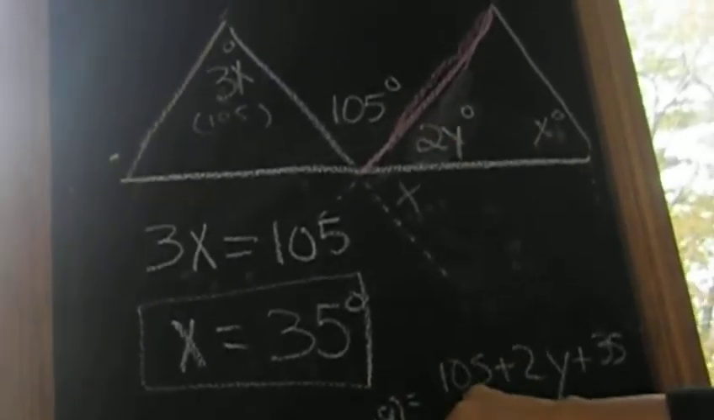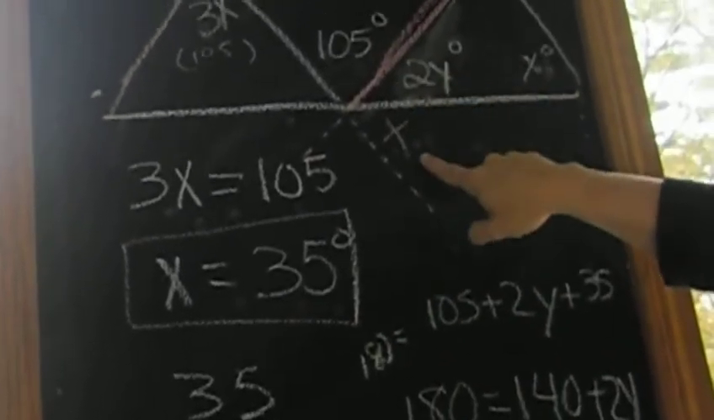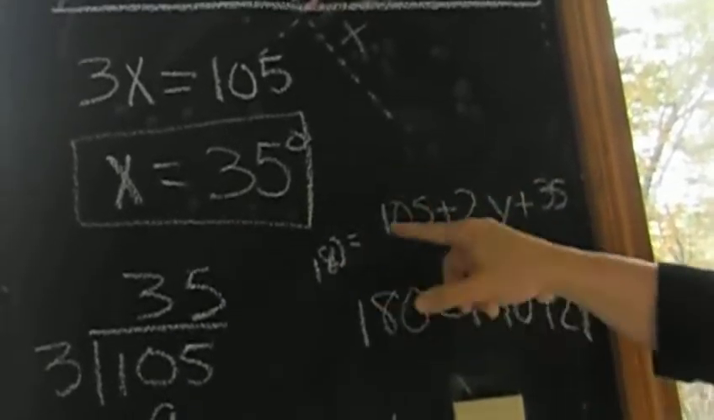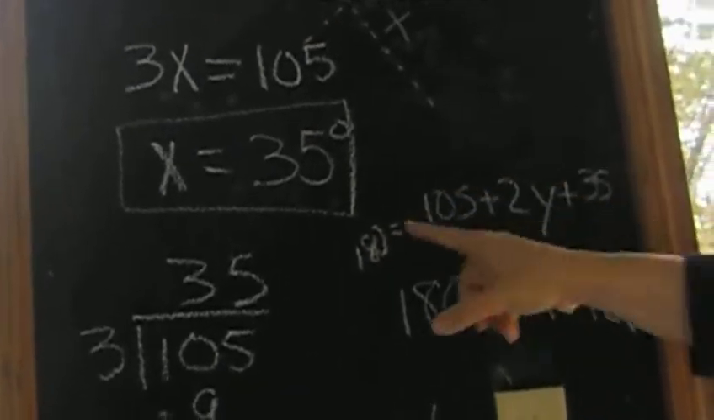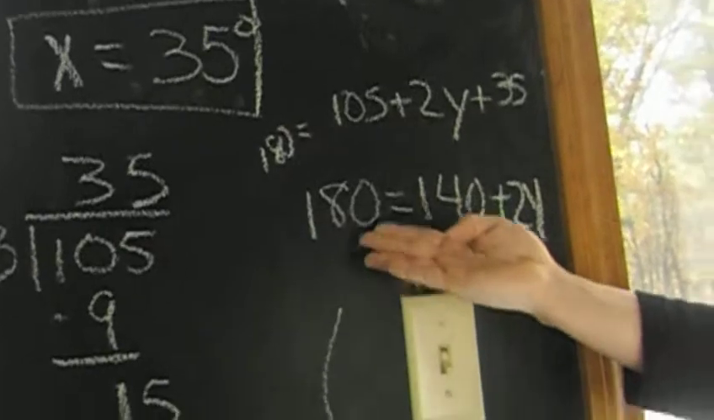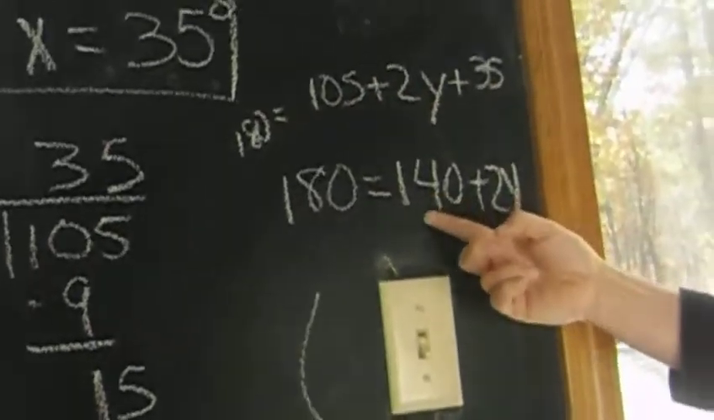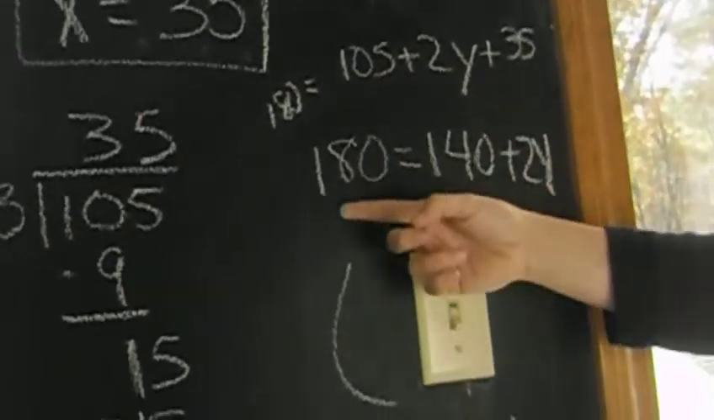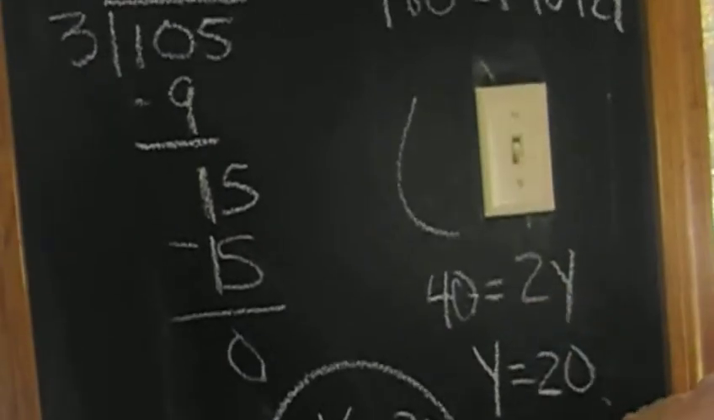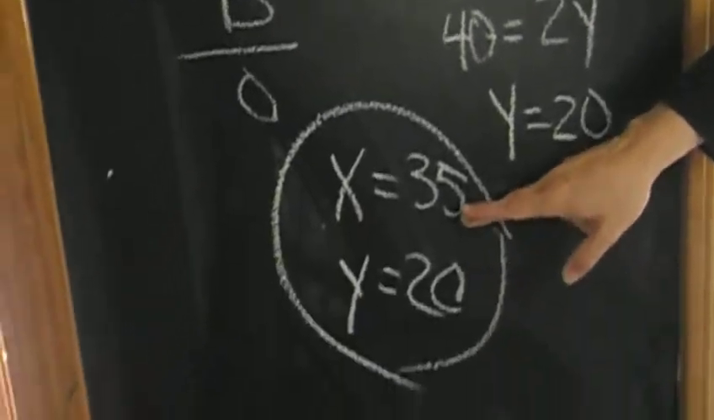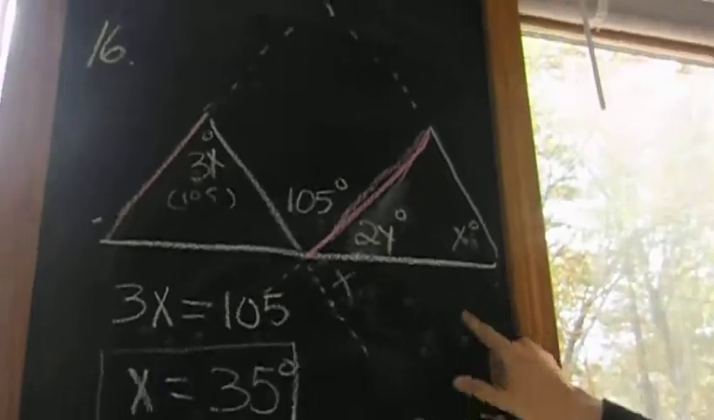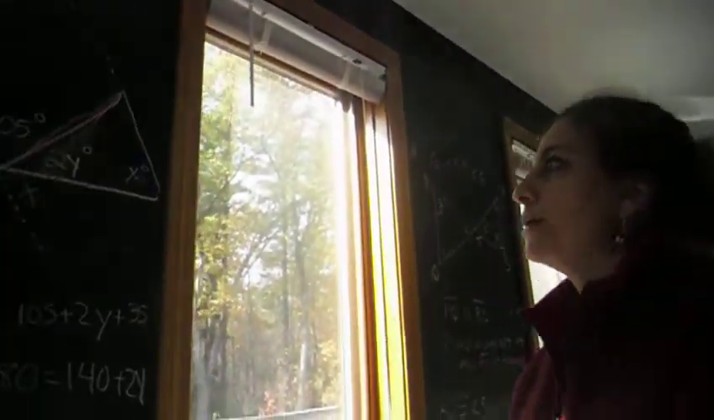So then I added 105 plus 2y plus x equals 180. I usually do it all like equals 180, but I didn't have enough room, so I had to put 180 on the left. Doesn't matter if you have an equal sign in between. 180 equals 105 plus 35 is 140 plus 2y. Subtract 140 on both sides, you get 40 equals 2y. Divide by 2, y equals 20. So the answers were x equals 35 and y equals 20. This was the most challenging problem on the page, but it was fun.